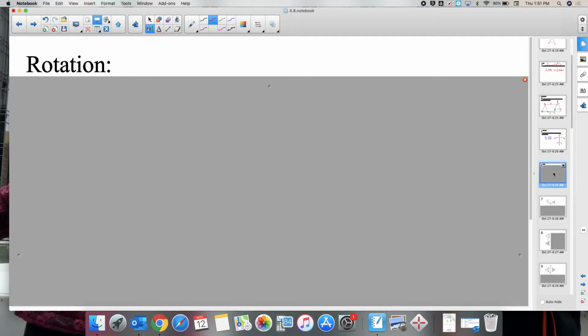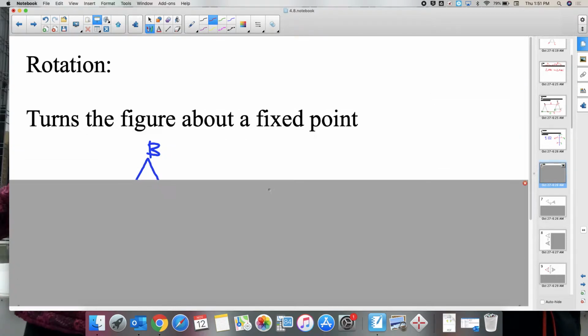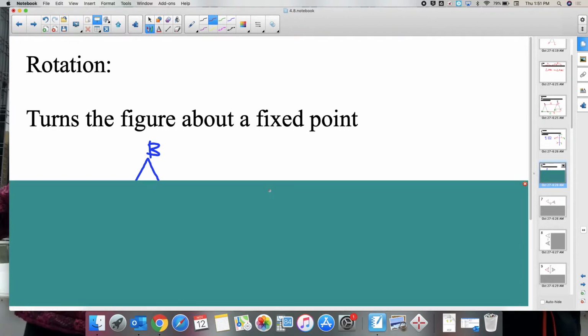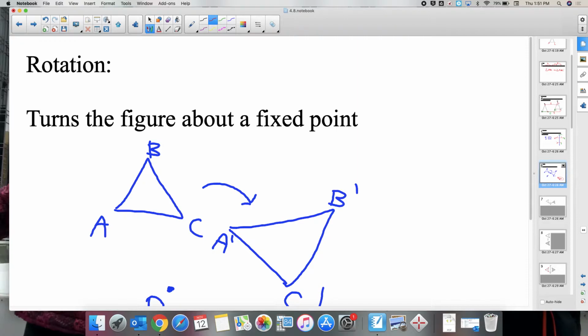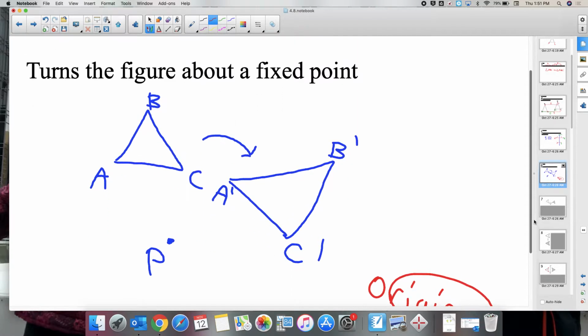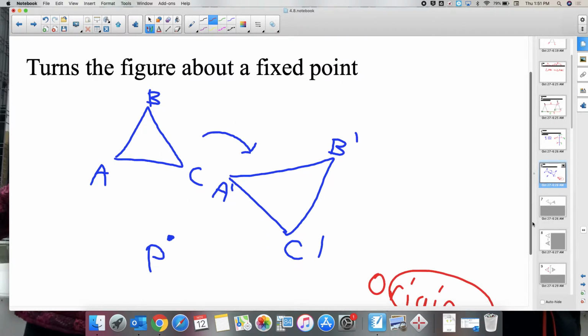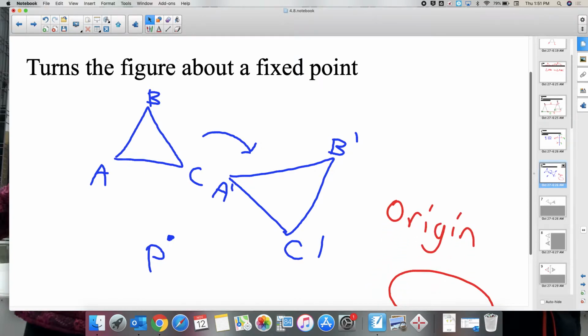Your last one then is your rotation. That's where we're actually going to spin our figure around. We're going to turn that figure about some fixed point. For our sake of argument, the point we are going to use is going to be the origin, because it's going to have a rule that we can follow. Right? And that's the last one that we will do today.